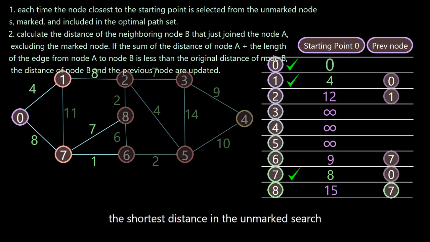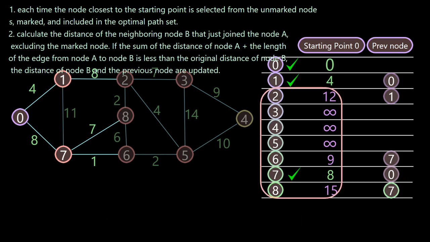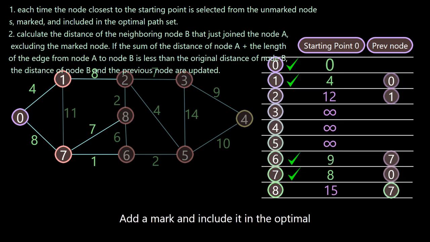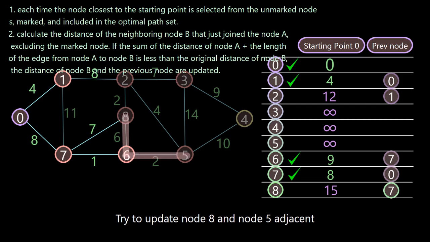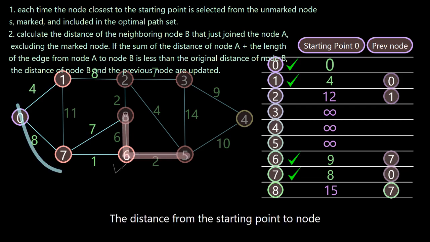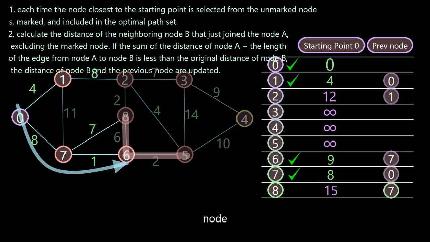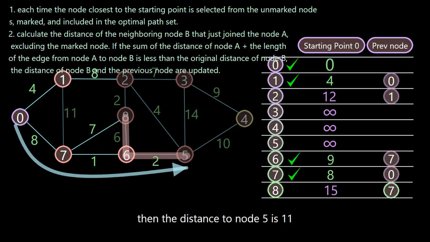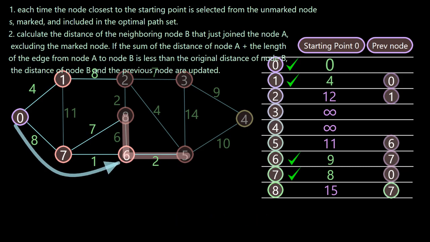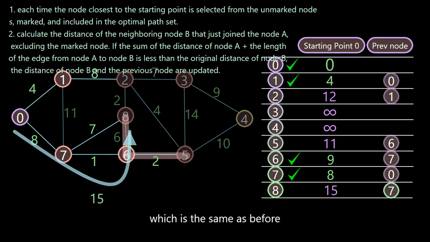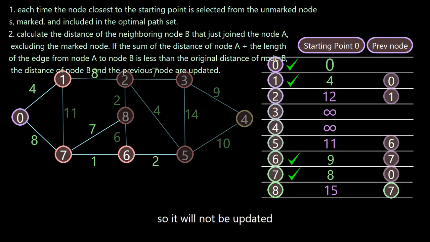According to this rule, the shortest distance in the unmarked search is node 6, marked and included in the optimal path. Try to update node 8 and node 5 adjacent to node 6. The distance from the starting point to node 6 is 9. If it passes 6 to 5, then the distance to node 5 is 11. Update infinity, and the previous node is node 6. From the starting point, the distance through node 6 to node 8 is 15, which is the same as before, so it will not be updated.